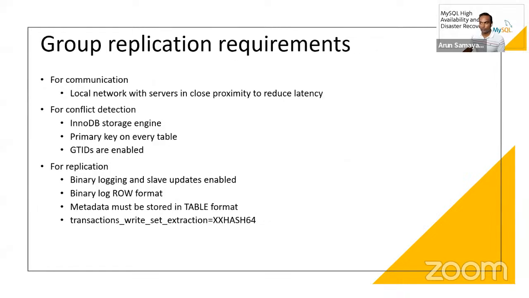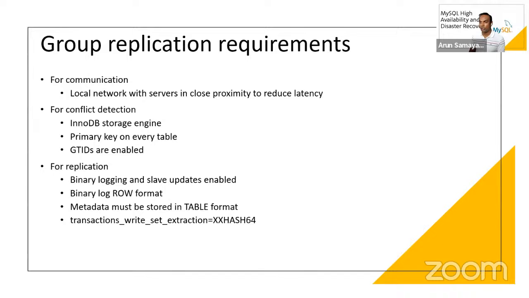Next slide, please. And these are the requirements that you would see, right? Of course, for communication, group replication is recommended to be used within the data center or within the region itself, wherein you need a local network to reduce latency, right? This is one of the most common situations, especially when you're architecting an InnoDB cluster. You've got to make sure they are in close proximity to reduce that latency. Else you would run into situations like network partitions, wherein the server joins and leaves the cluster in and out.